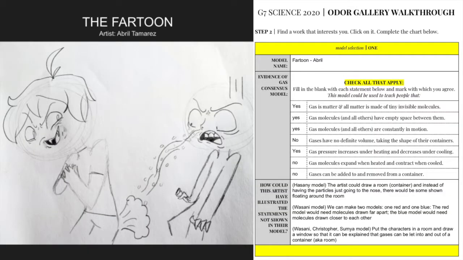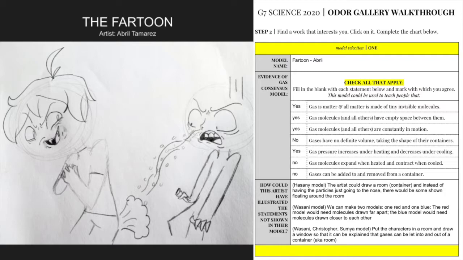Is there evidence in this model that gas can heat and cool, and when it does so, it expands and contracts? All right, I have Dr. Wasani on deck. Christopher's just giving me an all-out no, and that's valid too, Christopher, so we'll hang on to that. All right, so Wasani, talk to me. I say no because you can't know if it's hot or cold.